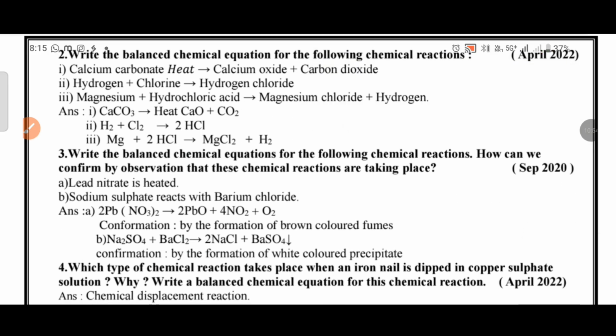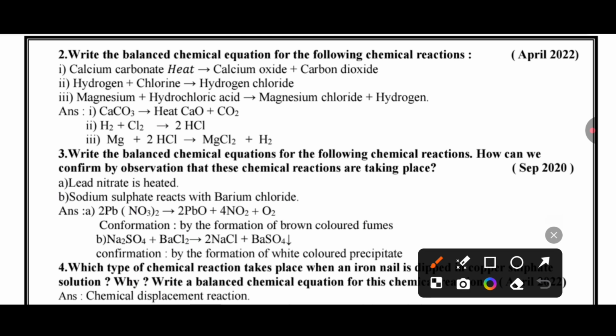Balanced chemical equation for the following chemical reactions. Calcium carbonate when heated gives calcium oxide plus carbon dioxide. Hydrogen plus chlorine gives hydrogen chloride. Magnesium plus hydrochloric acid gives magnesium chloride plus hydrogen gas. So these are the balanced chemical equations.